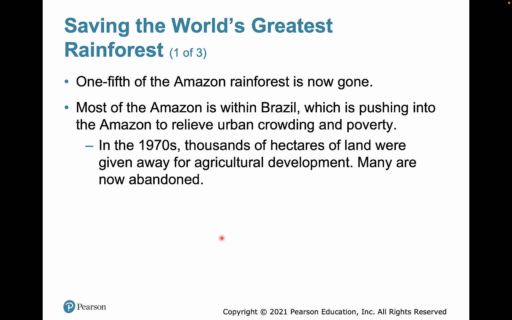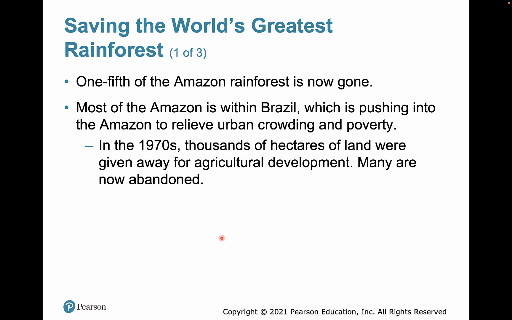So the case study here is dealing with the Amazon rainforest. A fifth of the Amazon rainforest is gone. Most of it is within Brazil. They are moving into the Amazon rainforest to deal with urban overcrowding and poverty.